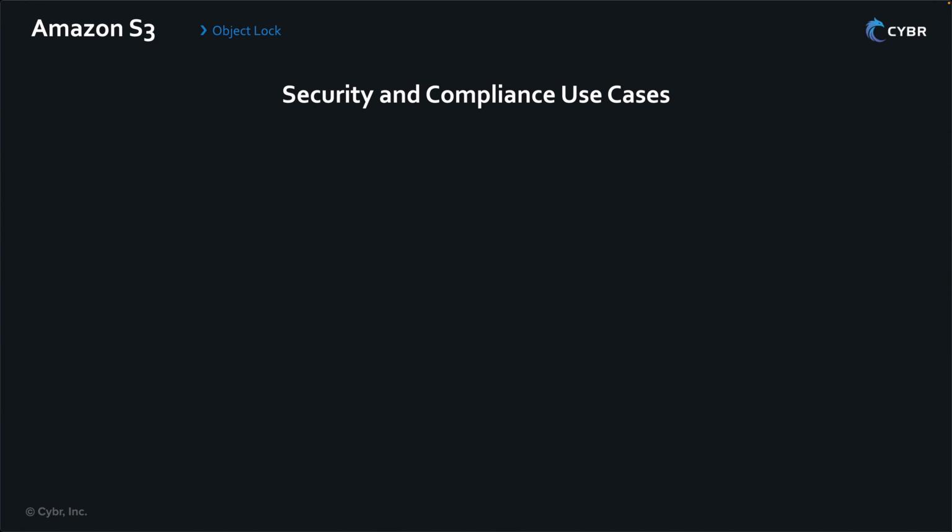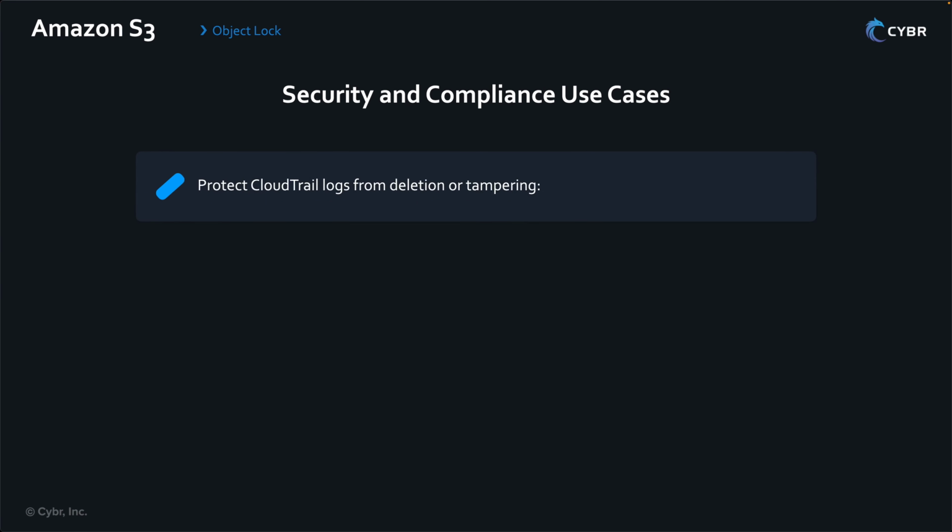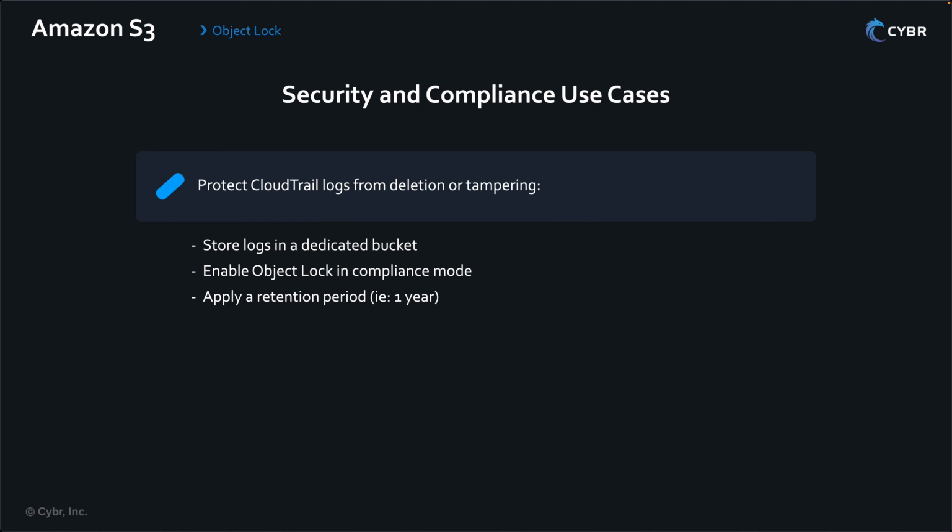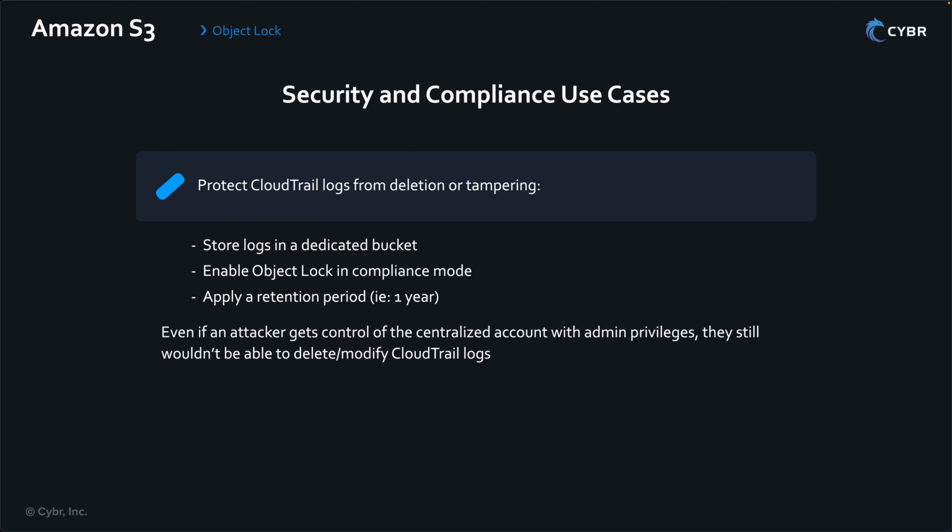So let's wrap up by talking about use cases and scenarios that you might find on the exam and on the job. The first one is going to be protecting CloudTrail logs from deletion and tampering. Here we can do a few things. We can store logs in a dedicated bucket and account, as we've already learned. We can then enable Object Lock in compliance mode, and then we can apply a retention period, say for example 6 months, 1 year, etc. And this would prevent attackers from being able to cover their tracks even if they gain access to that centralized account, and it would help prevent accidental deletions.